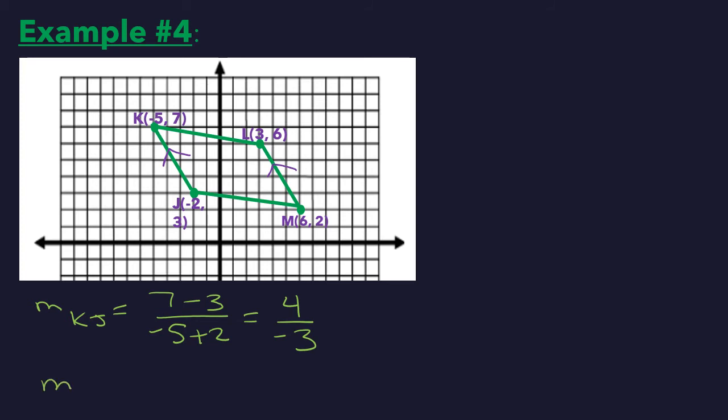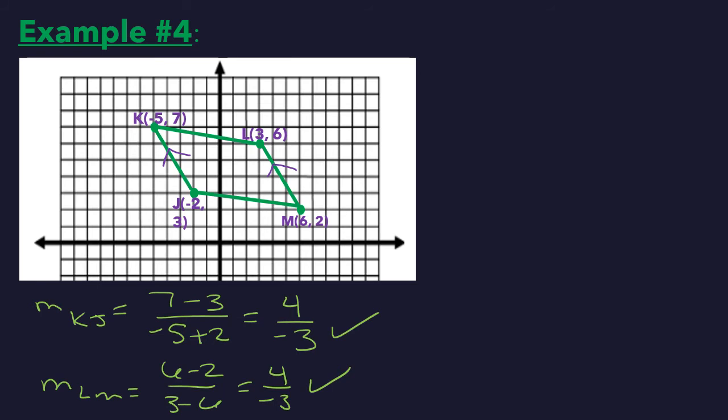If I find the slope of LM, I'm going to do the same thing, y minus y over x minus x, which would be 3 minus 6. That's going to give me 4 over negative 3. So because those two line segments have the same slope, I know for a fact they are parallel. So now I have to think. I can do a couple different things. I can show that KJ and LM have the same length, or I could show that KL and JM are also parallel.